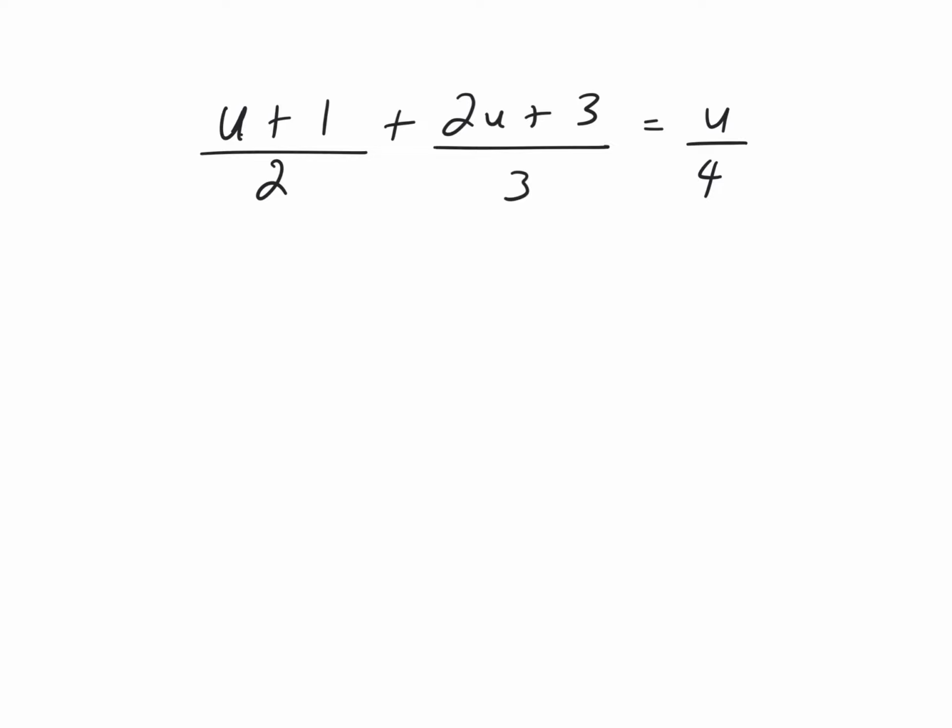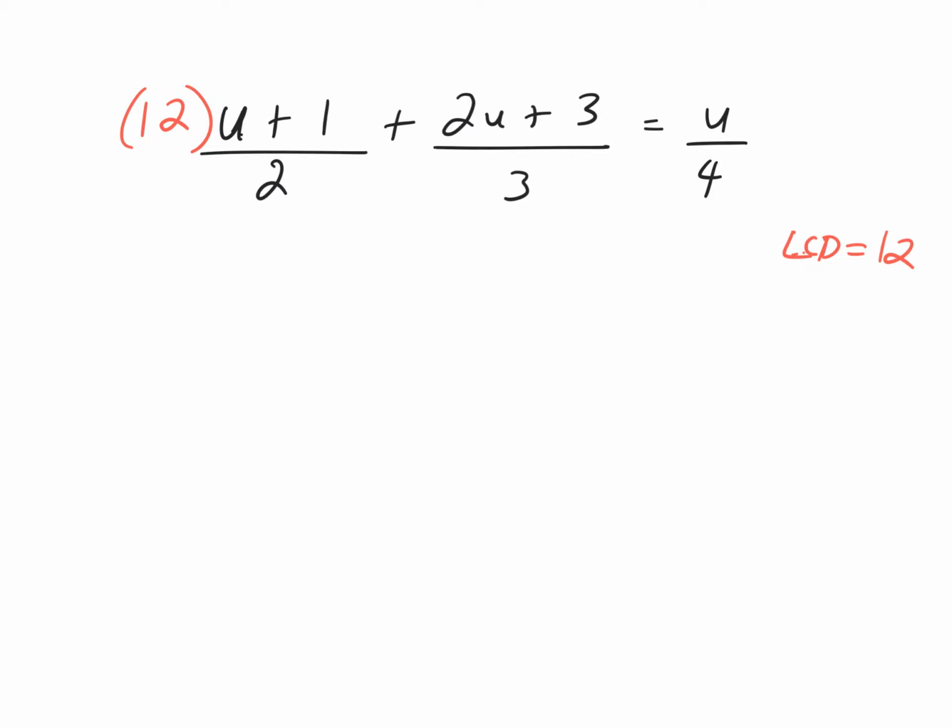3. Okay, so you have (u + 1)/2 + (2u + 3)/3 = u/4. So you're trying to solve for u. Can you... Yeah, you could find the lowest common denominator and then multiply everything by the lowest common denominator. So what is the lowest common denominator?